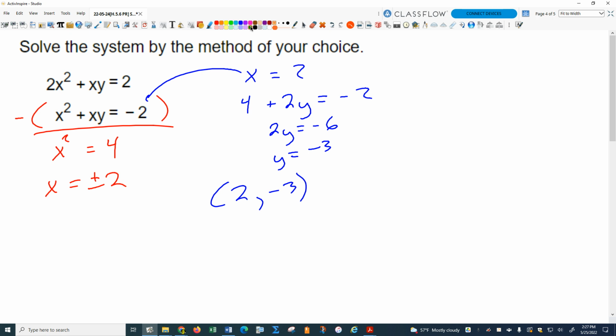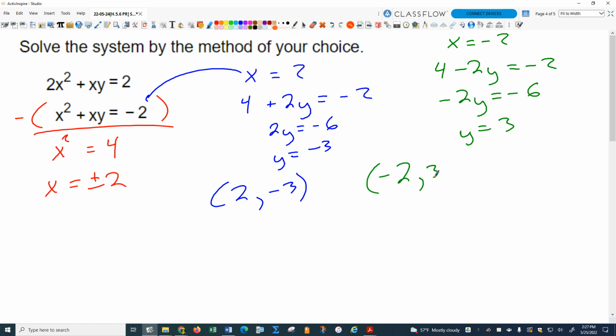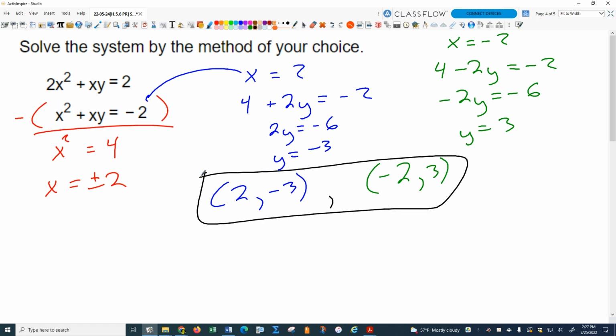If I pick the other one, if I pick x equals negative 2 and plug into this equation, I get 4 minus 2y equals negative 2, right? Subtract 4 from both sides. Negative 2y equals negative 6. So y equals 3. So my other ordered pair is going to be negative 2, positive 3. Everybody agree? Everybody good with that?